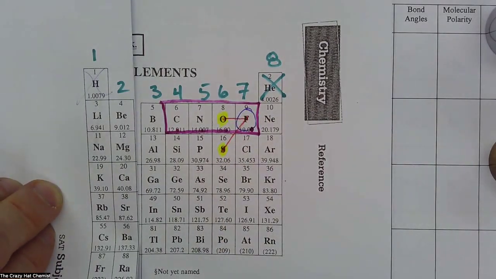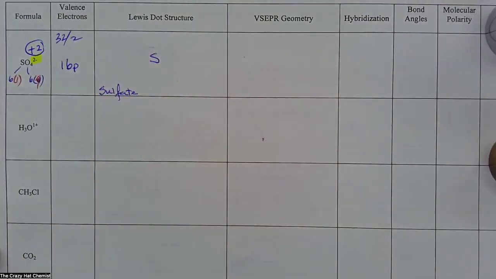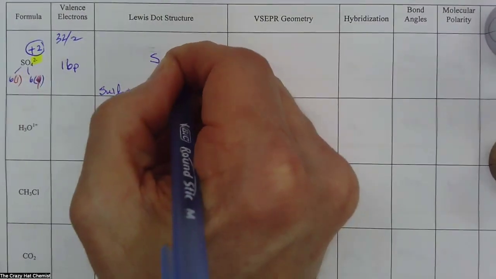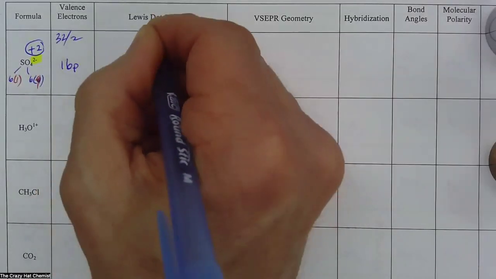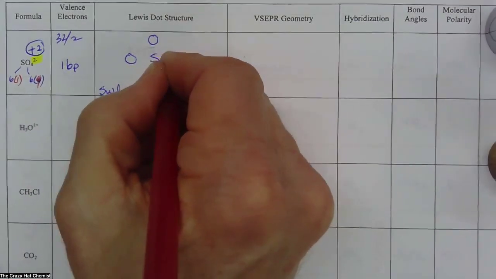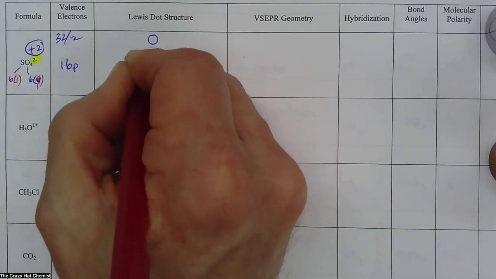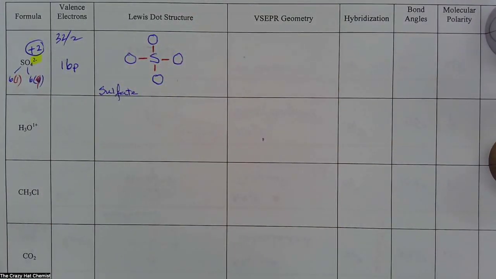Therefore, the sulfur is going to go in the middle. I'm going to have the sulfur in the middle, then the oxygens around it at 3 o'clock, 6 o'clock, 9 o'clock, and 12 o'clock. My next rule is to place bonding pairs of electrons between the central and outside atoms, central and outside, central and outside, central and outside. I have used 4 of my 16 pairs.